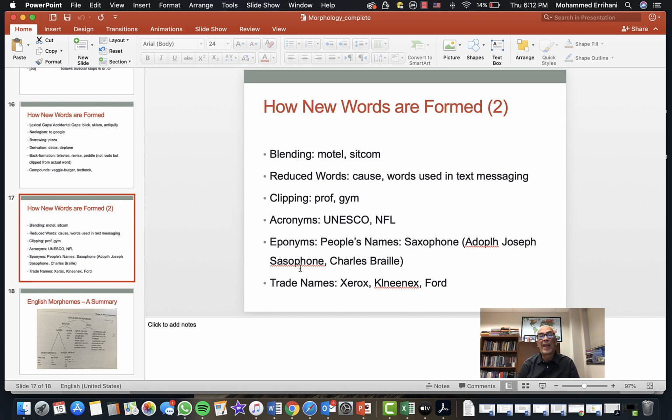And then you have trade names. You have words that are invented to label new products, and this is again as a result of technological advances. So you have Xerox, Kleenex, Ford, and these are the names of trade. They refer to a certain product, but now they have become part of our daily vocabulary. Kleenex refers to a tissue, for example, that we use. Copy machine is a Xerox, or to Xerox, or to copy. Instead of saying to copy, you just say to Xerox.